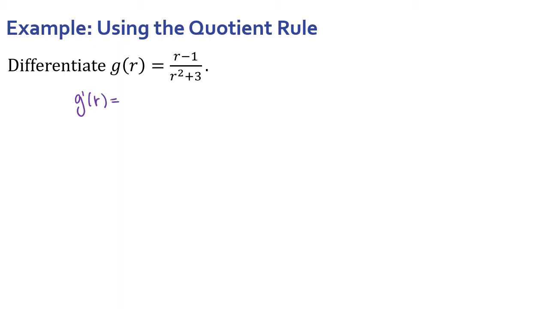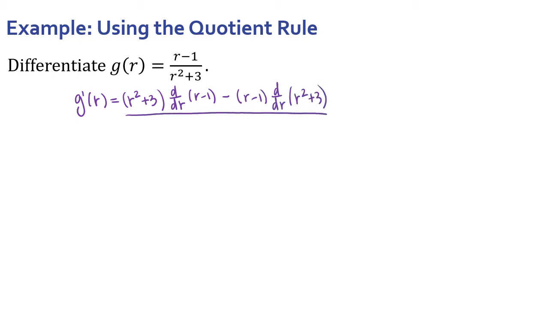so the bottom function times the derivative of the top, and in this case I'm doing it with respect to r because r is that input value, so make sure you're writing d over dr instead of d over dx, and then minus that top function, r minus 1, times the derivative of the bottom, r squared plus 3, and then that's all over that denominator squared.